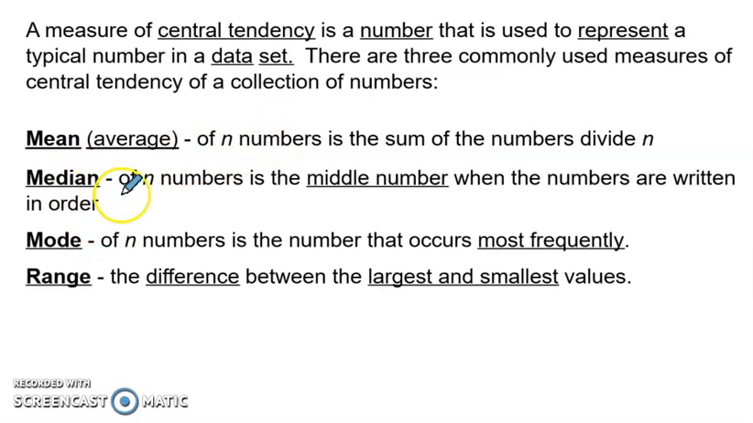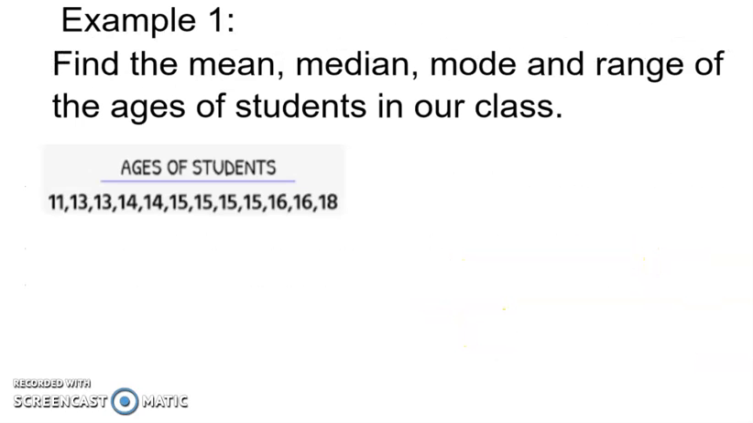Maybe you want the median. The median is just the number in the middle. Just like I think of the median of the highway as the middle of the highway. The mode is the number that you see most frequently, and the range represents the difference between the smallest and largest value. Let's practice a few of those.